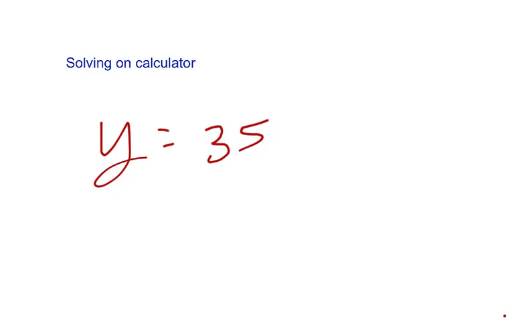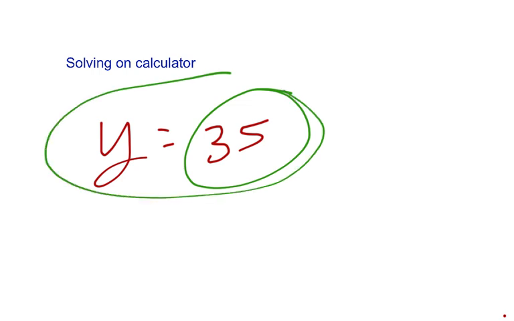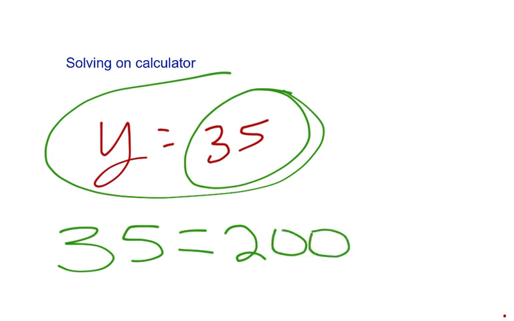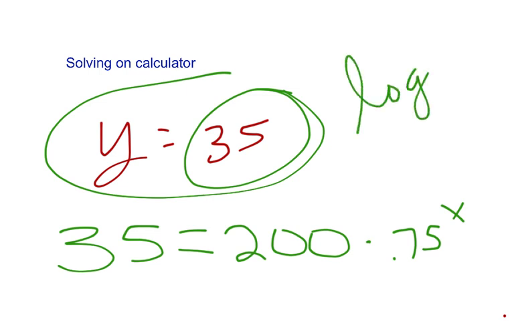Now, solving on a calculator. Say I wanted this exact same problem, and I don't even know what it stands for, but say I want to know when it's equal to $35. So when does it equal 35? Now, we mentioned in class, if I have 35 equals 200 times 0.75 to the x, I have to guess and check on this entire thing. The only way to solve it analytically is using logarithms, which we have not done yet. But there is a way to use your calculator.